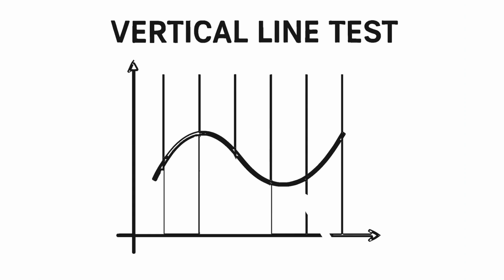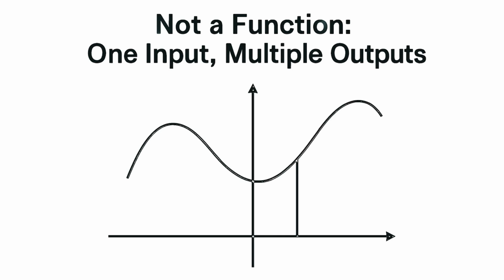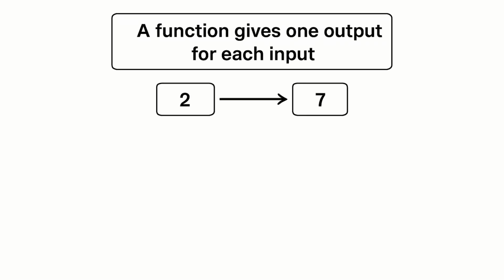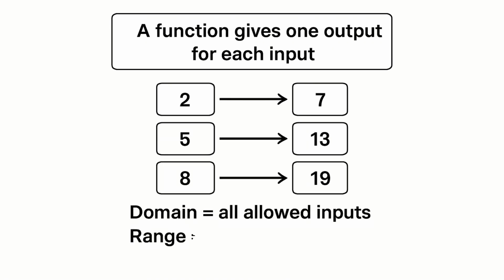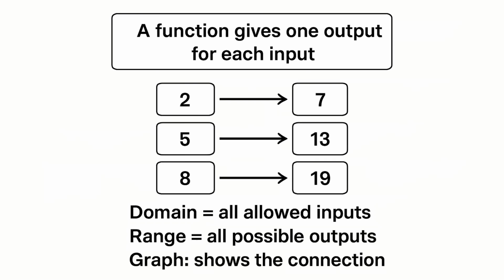A quick check for whether a graph represents a function is the vertical line test. If any vertical line touches the graph more than once, then one input has more than one output, so it is not a function. So, to recap, a function is a rule that gives exactly one output for each input. The domain is all allowed inputs. The range is all possible outputs. And a graph is a picture that shows how inputs and outputs are connected.